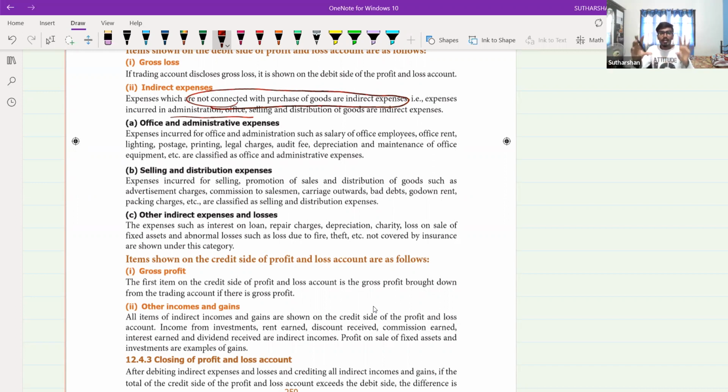So all expenses related to other than purchases. Office and administration, selling and distribution, other office and administration.